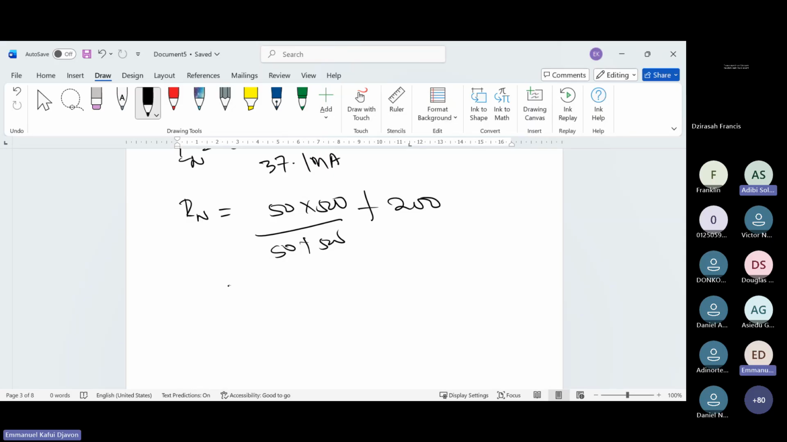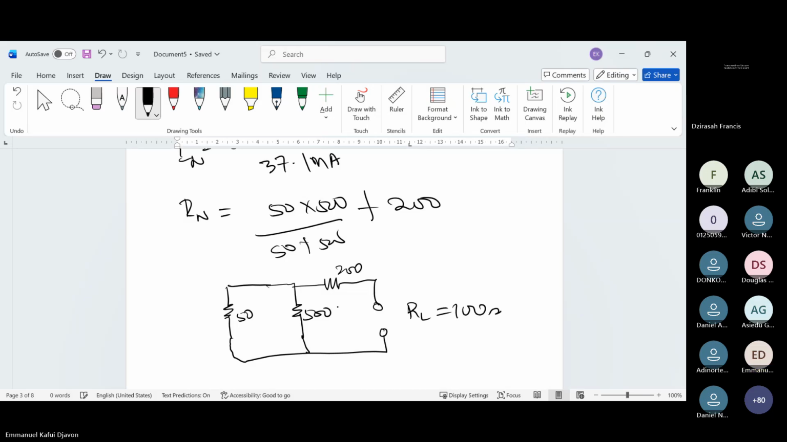So if I take off this thing, I have something like this, without the voltage source. So this is 50, this is 500, this is 200. Remember here we had the RL, which is equal to the 100 ohms. Now, if you look at it critically, this and this are in parallel as a result of this open portion, in series with this. So 50 times 500 all over this will give me what?